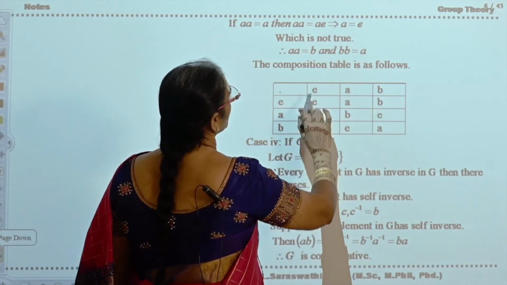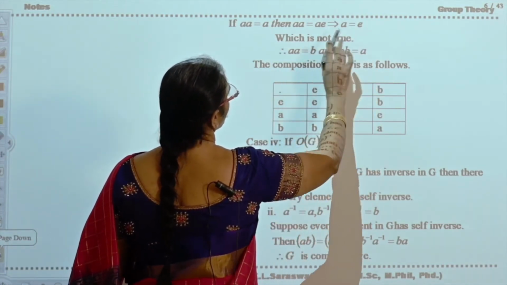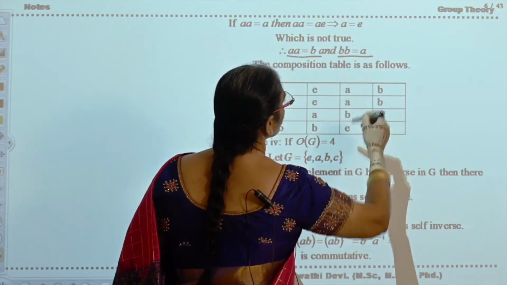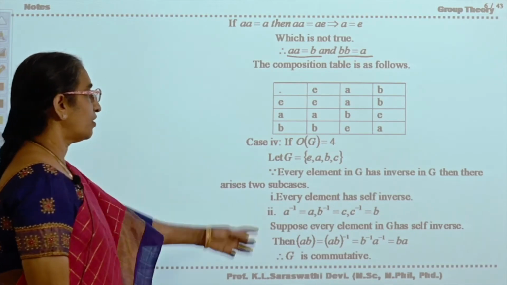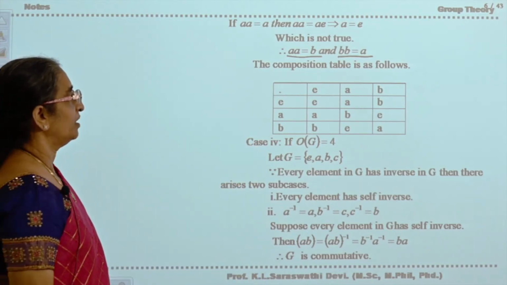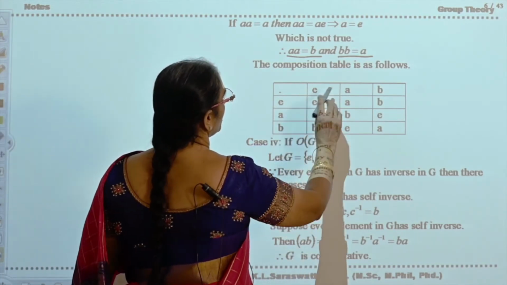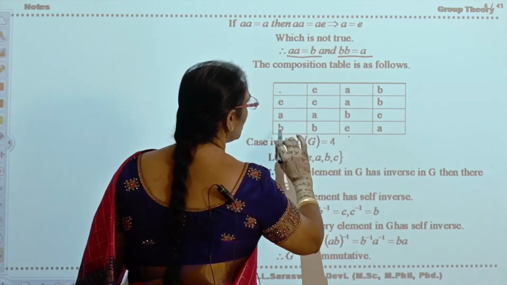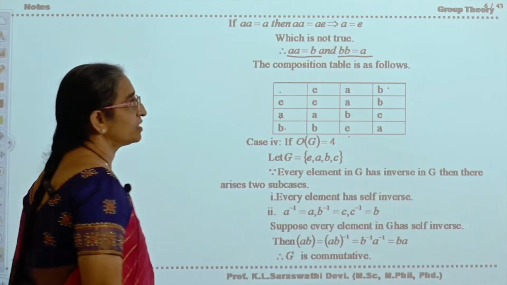E, A, B. See, A is equal to E, it is not true. Therefore, A squared is equal to B, B squared is equal to A, you have to take. The composition table is like that. E, A, B is B, A dot B is E, B dot A is E, B dot B is equal to A. Is it clear?